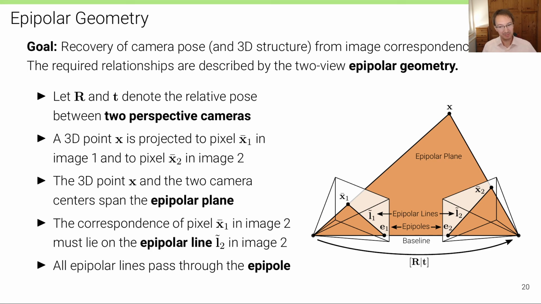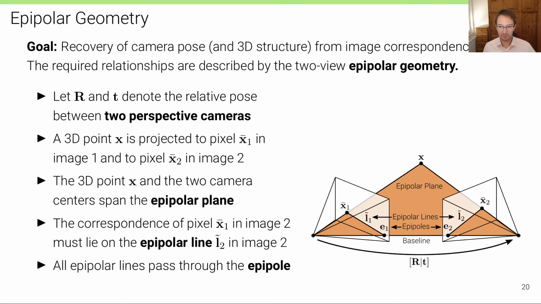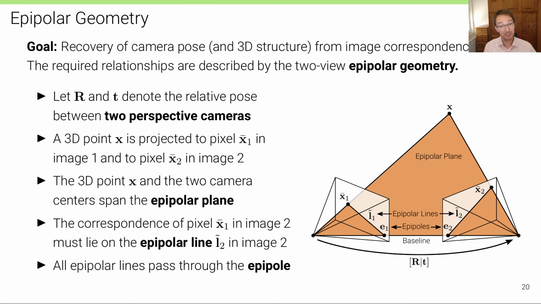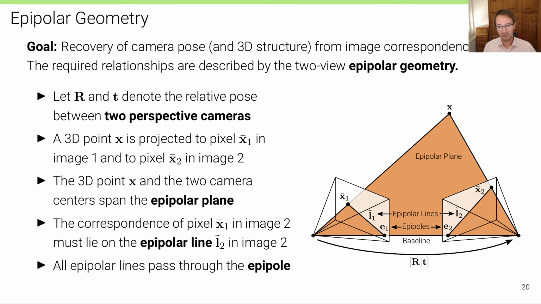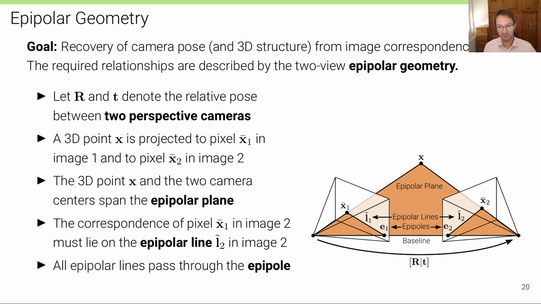So to see that actually all epipolar lines pass through these two epipoles, I have drawn another 3D point, and also the epipolar plane and the epipolar lines and the epipoles for this plane here. And you can see if I'm moving that 3D point, then the projections of this 3D point change and the epipolar lines change. But the epipolar lines always pass through these epipoles that stay fixed.